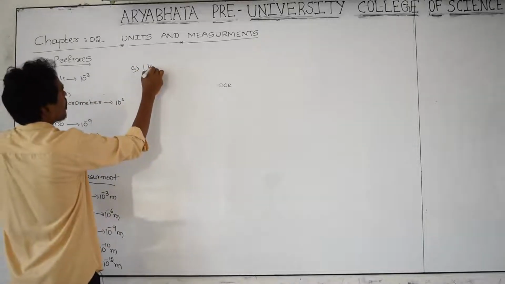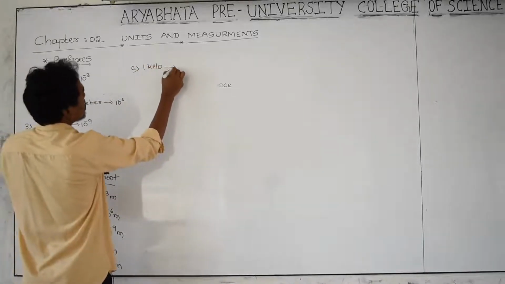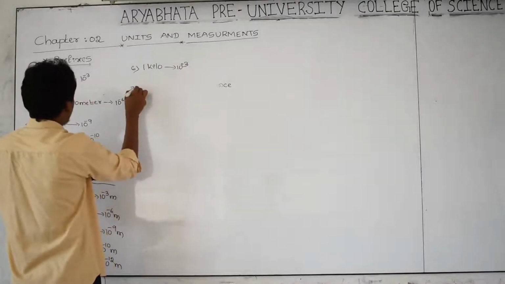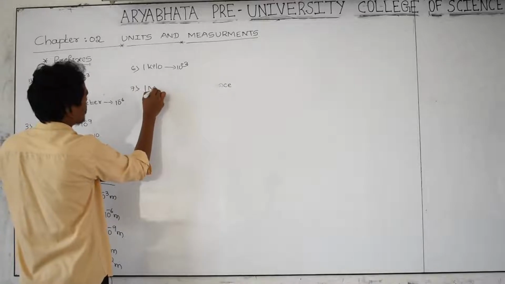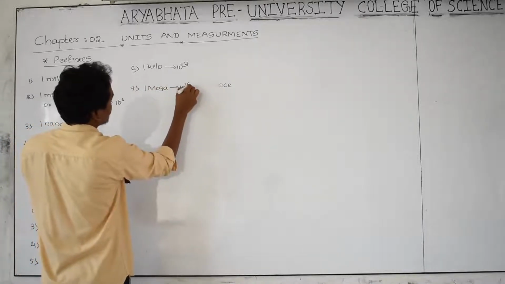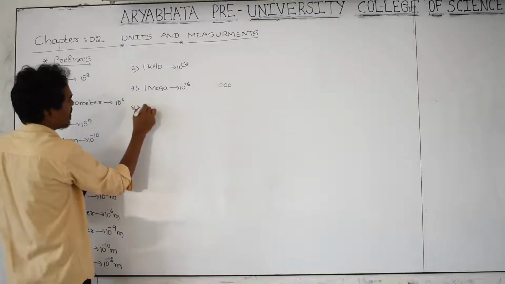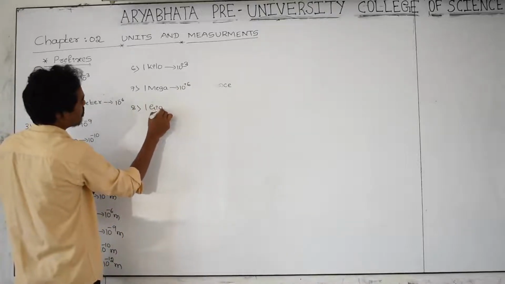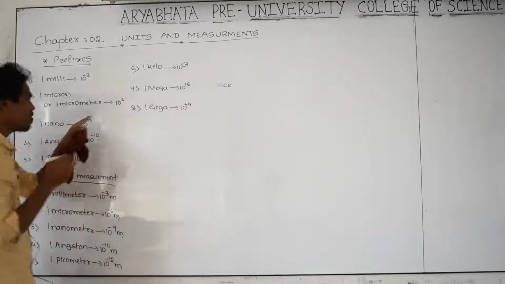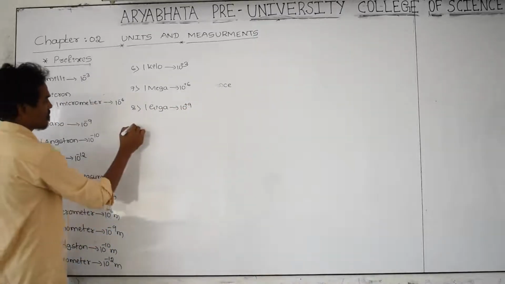Kilo means this prefix for 10 to the power +3. Mega means 10 to the power +6. And 1 giga means 10 to the power of +9. -9 means nano, but giga means plus.